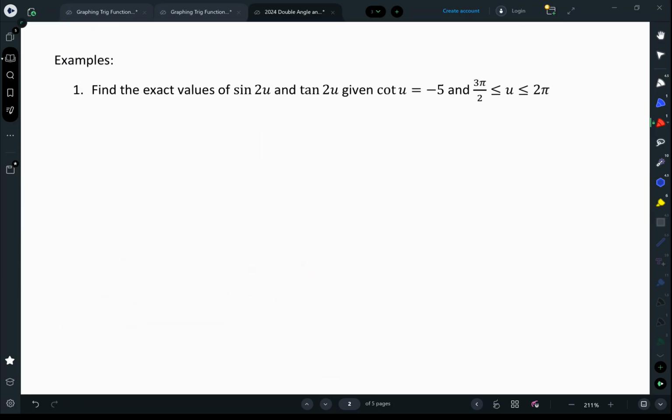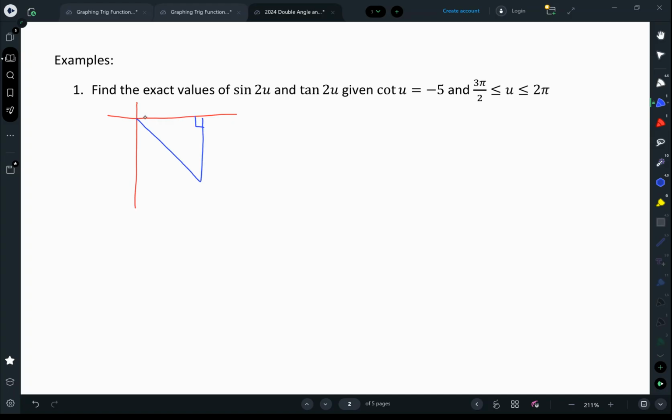So using the double angle formulas, we can find the exact value of sine of 2u and tangent of 2u given the cotangent of u is equal to -5 and that u is restricted to 3 pi over 2 to 2 pi. So the first thing that I would want to do is draw my angle, so I have it drawn in the correct quadrant. So 3 pi over 2 to 2 pi, I know that that is going to be in quadrant 4. So here I'm going to draw my x and y axes, and I'm going to draw a triangle in quadrant 4. Draw it anywhere in quadrant 4, doesn't matter.